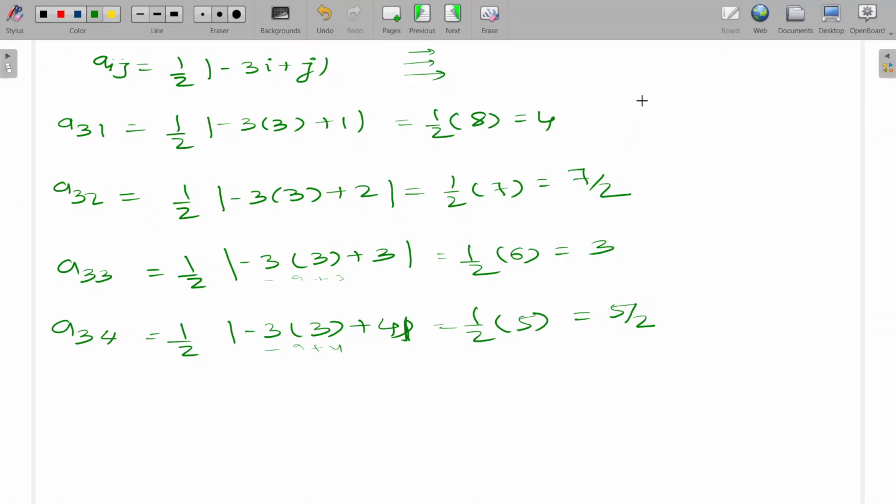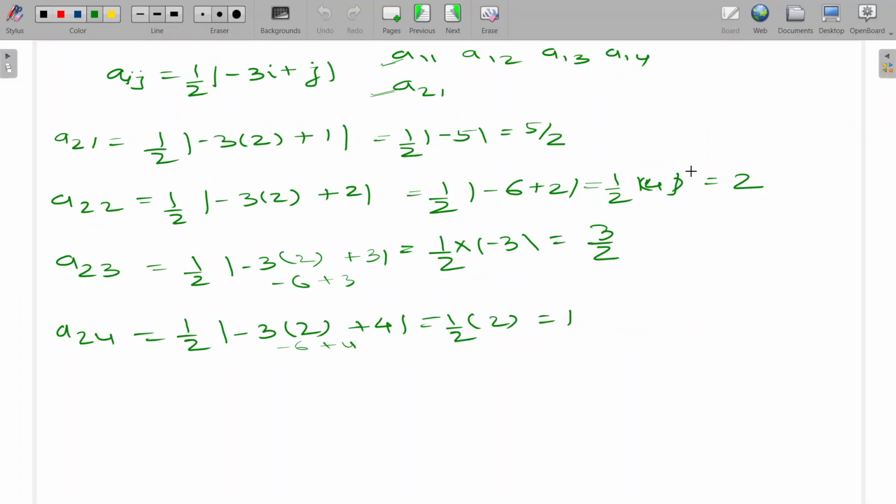So here I'll write the matrix A. Let's keep the third row's elements first. A31 is 4. A32 is 7 by 2. A33 is 3. A34 is 5 by 2. Let's keep it here.